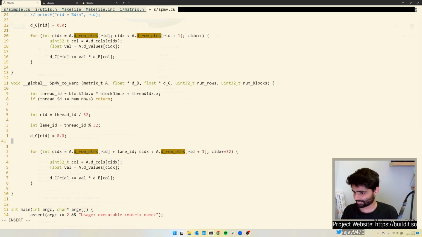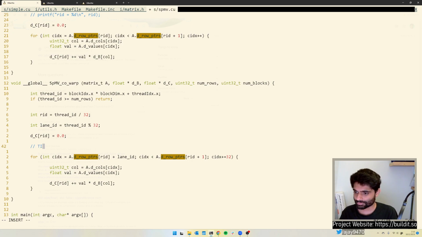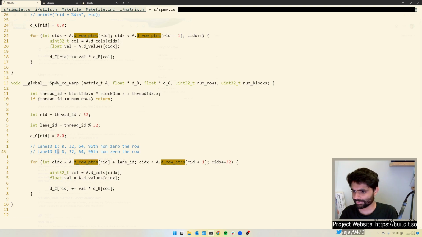Let me write this as a comment here. TID or lane ID 1 does 0, 32, 64, 96, the 96th non-zero in the row. Lane ID 2 does 1, 33, 65, the 97th non-zero in the row. And then this part remains exactly the same.